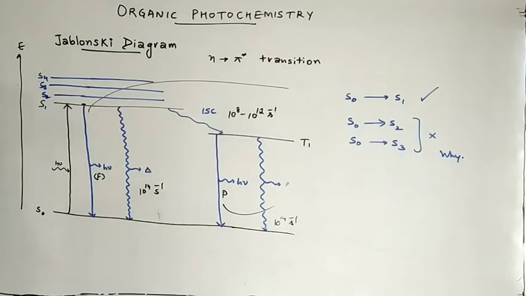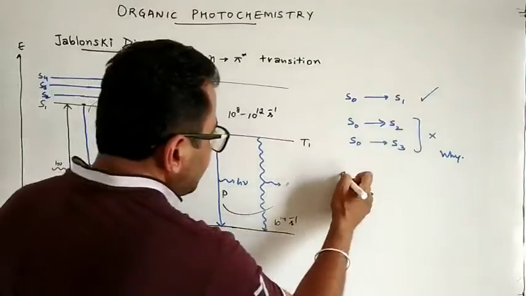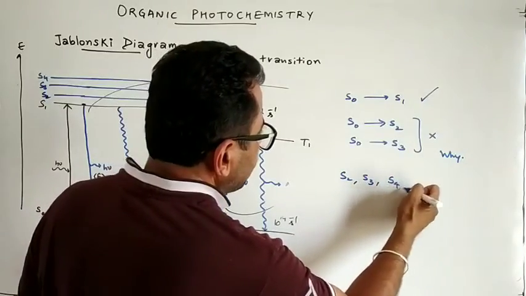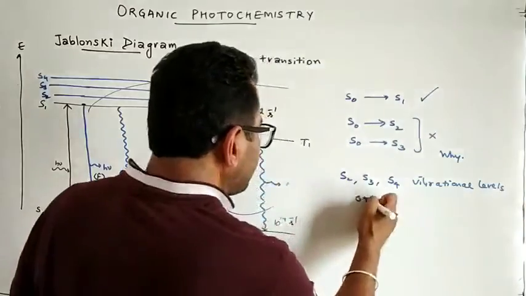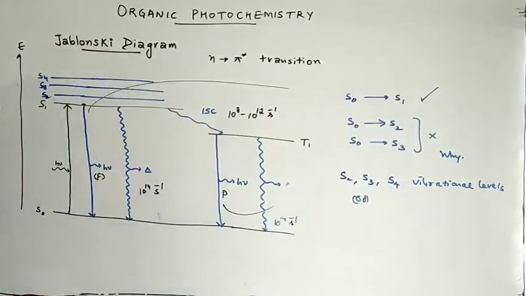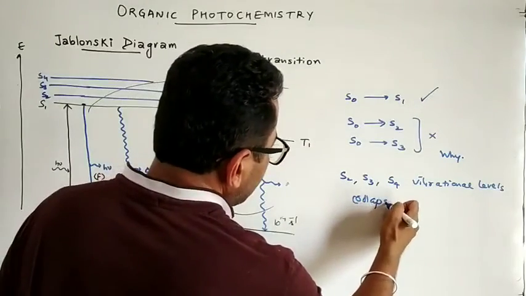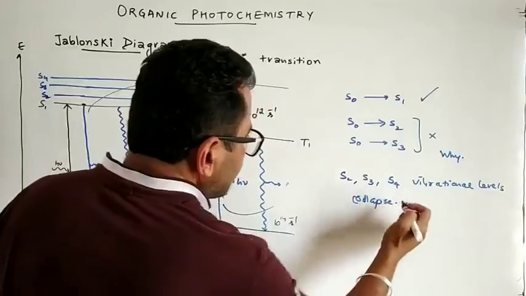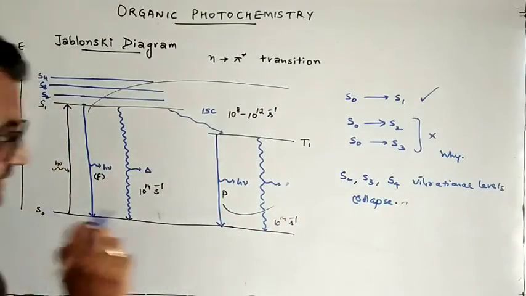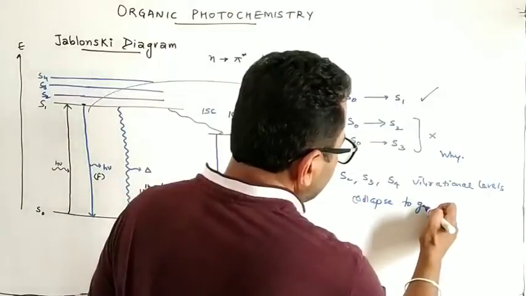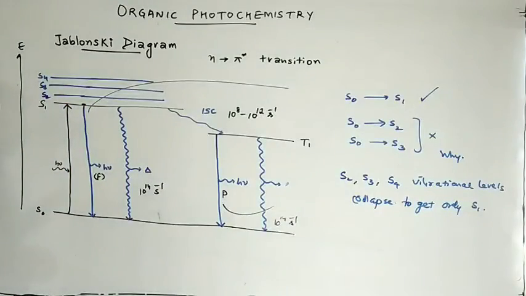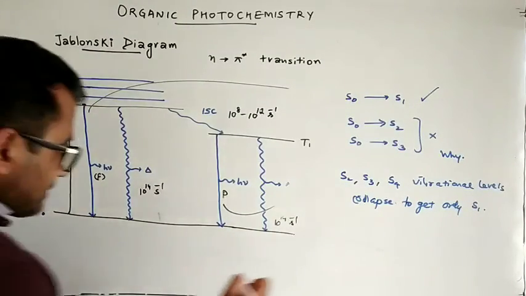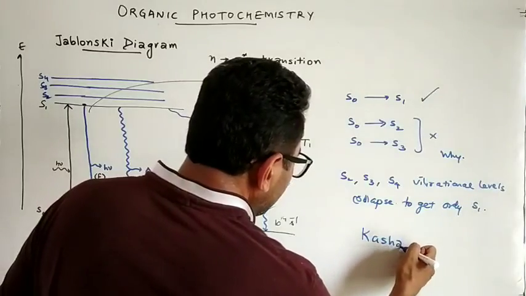Now the answer is that in photochemistry, the vibrational levels of S2, S3 and S4 collapse. They collapse, and they want to get only the S1 state. So when you take the S1 state, this rule is called Kasha's rule.